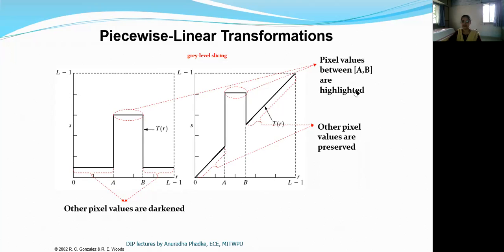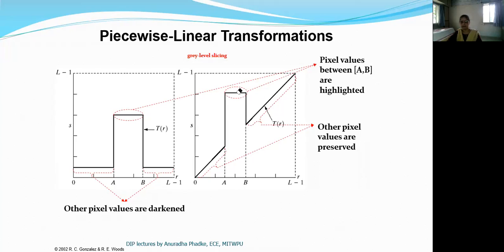Yes, Sakshi, your answer is correct. If your input pixel value is in the range A to B, all those pixel values are assigned a very bright gray shade. This is the similarity between these two graphs. For the first graph, we are assigning all the pixel values in the range A to B to a very bright value. Similarly, in the second graph, all the pixels in the range A to B are assigned a very bright value. Okay, so your answer is correct.